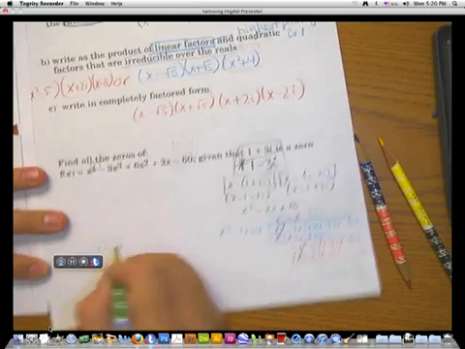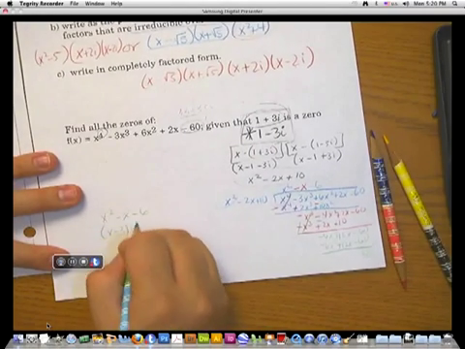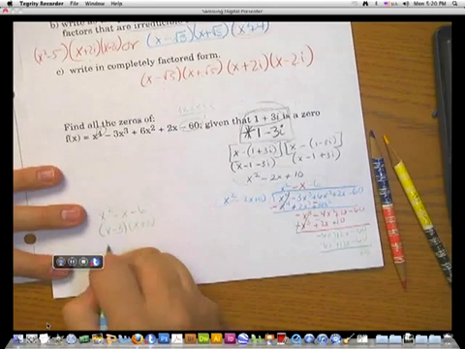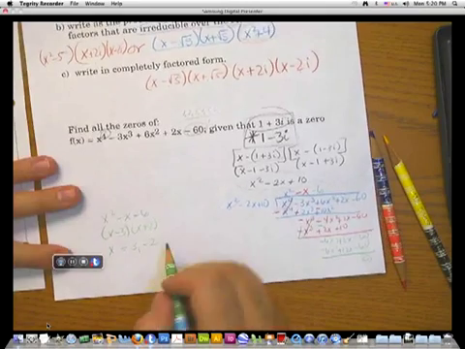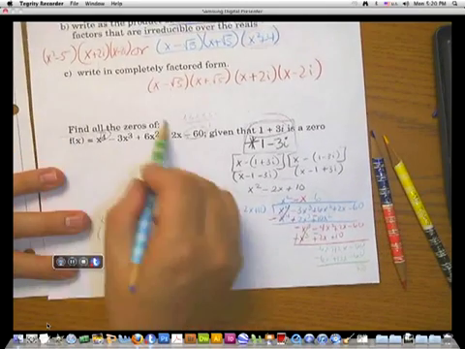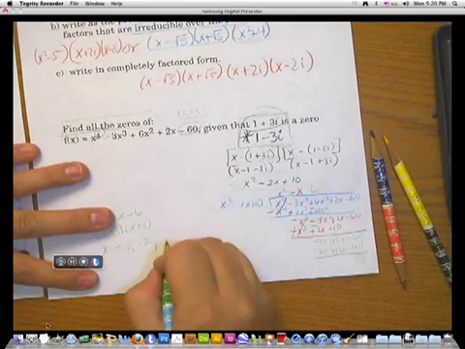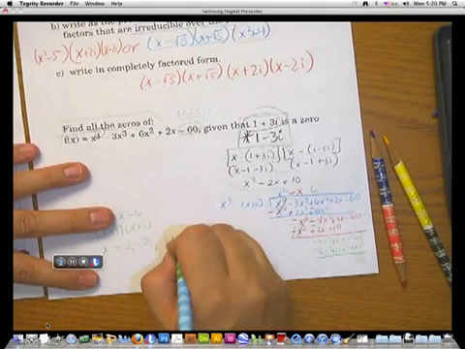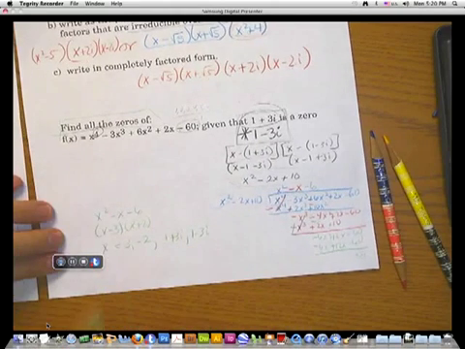Well, x squared minus x minus 6 factors nicely, so that our x is 3 and negative 2. So find all the zeros. Well, 2 of them were given to us. And the other 2 we found.